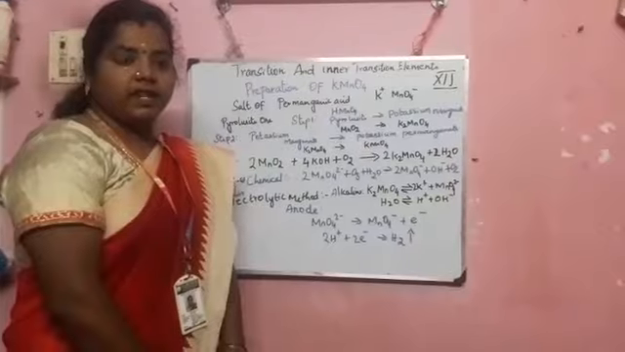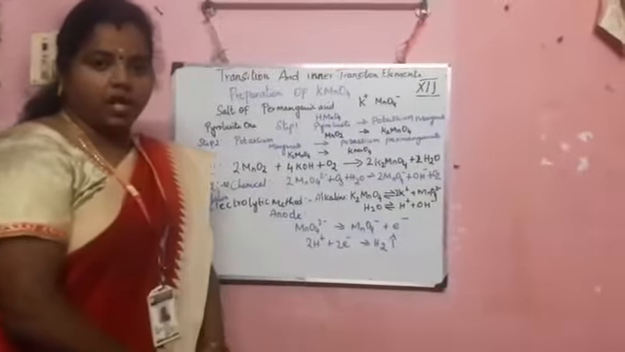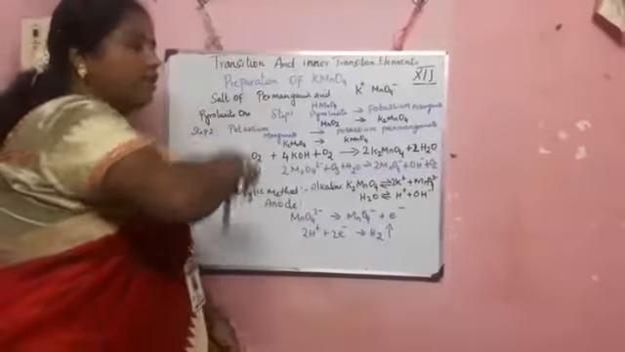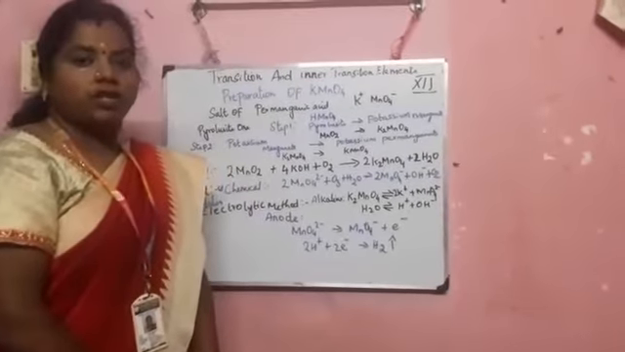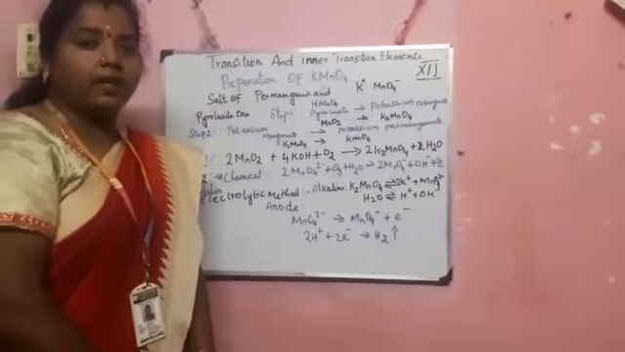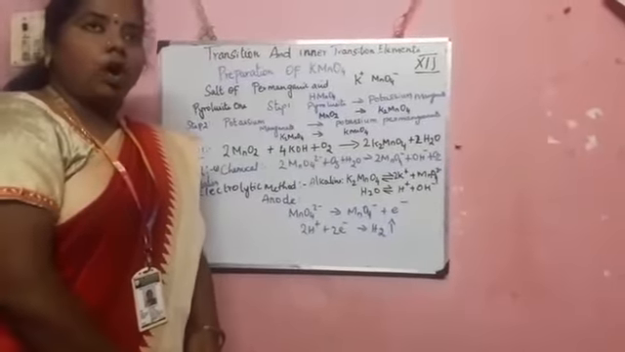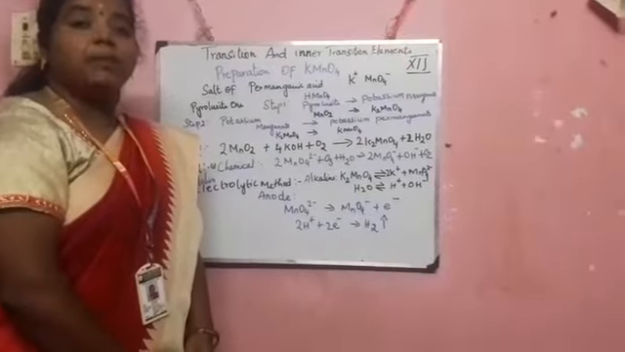Today for the 12th standard, I am going to explain the topic: transition and inner transition elements. In the last videos we saw about the transition elements, which means d block elements. We saw the position, oxidation state, metallic nature, catalytic properties and alloy formation, all those things. And we also saw the preparation of potassium dichromate.